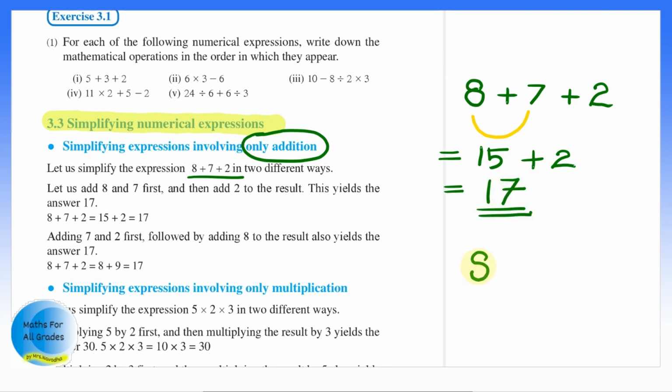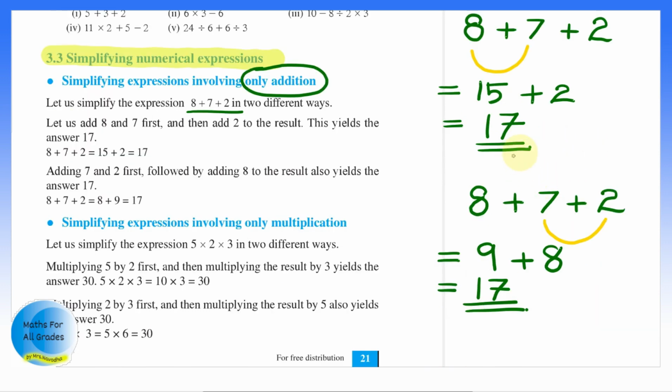Let's write down the same question again. 8 plus 7 plus 2. Now this time I'm going to add 7 and 2 first. 7 plus 2 equals 9. And write down the rest of the question, plus 8. What is the answer? Again you got 17. Here we got the same answers. So both methods are correct.